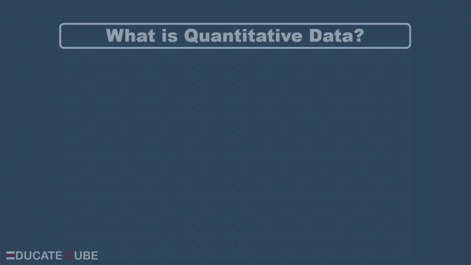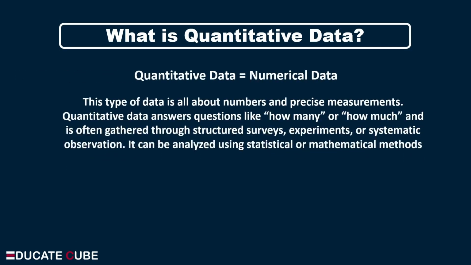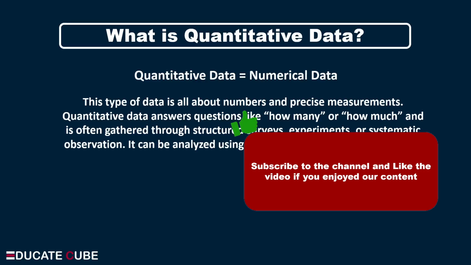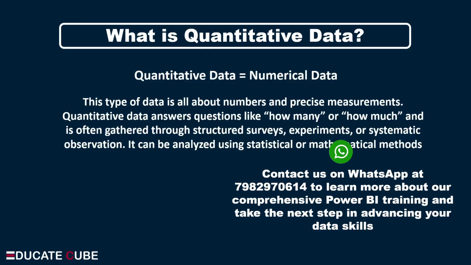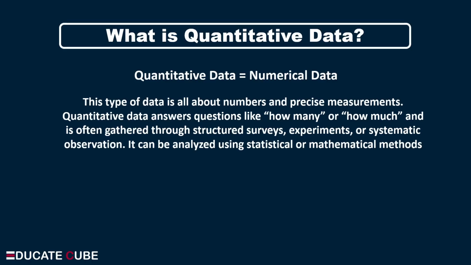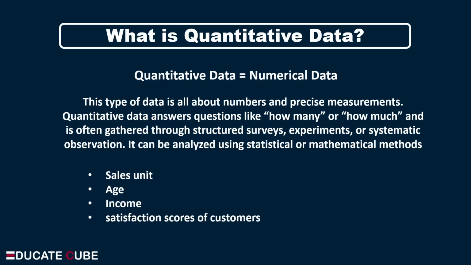Now, let's look at quantitative data. This type of data is all about numbers and precise measurements. Quantitative data answers questions like how many or how much, and is often gathered through structured surveys, experiments, or systematic observations. It can be analyzed using statistical or mathematical methods. For instance, if you are looking at sales units, age, income, or satisfaction scores of customers, you are dealing with quantitative data. This data type allows us to identify patterns, make predictions, and even test hypotheses.